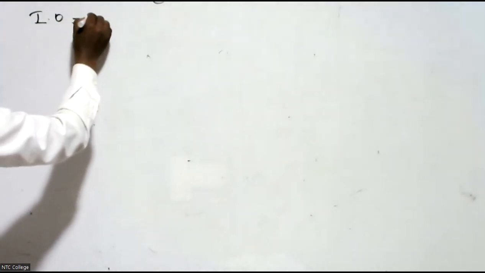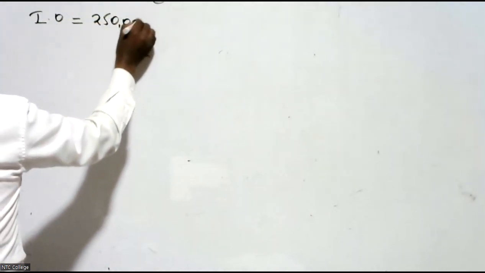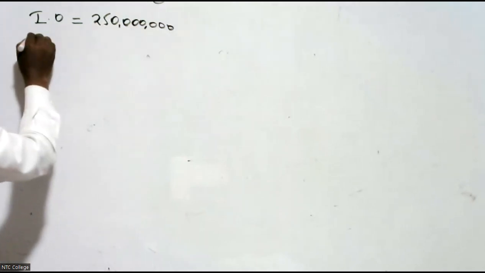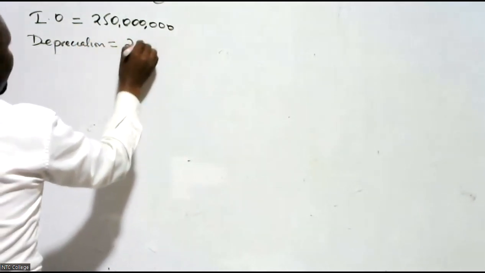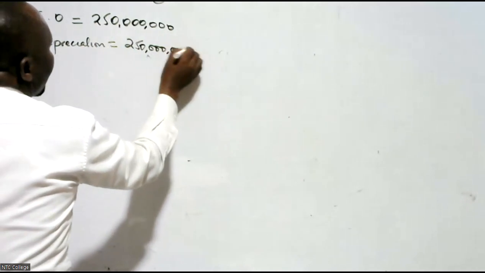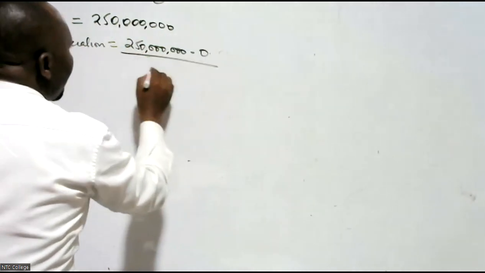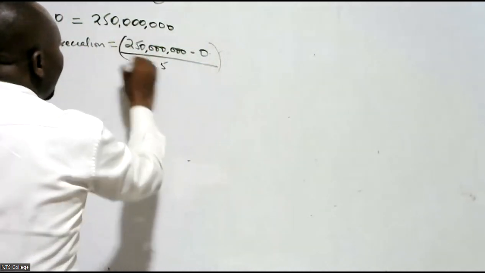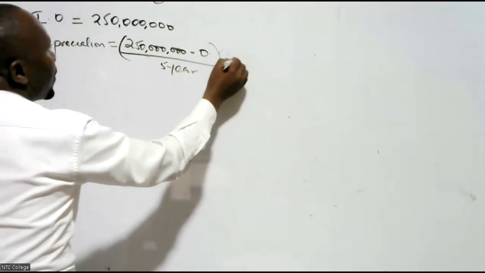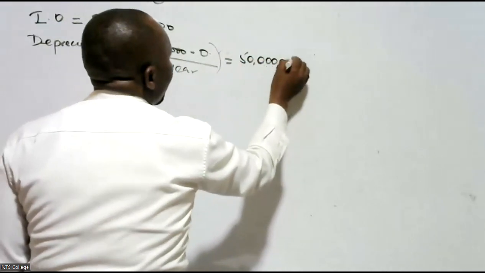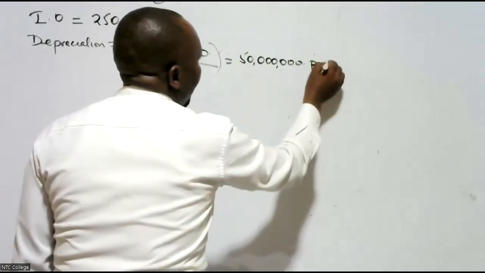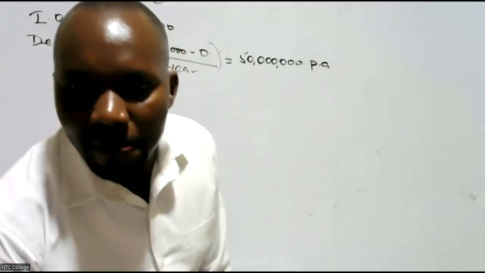Question number 5A. IO is equal to 250 million. Depreciation is equal to 250 million minus 0 because there is no salvage. Salvage is 0, divided by 5 years, which gives us 50 million per year, per annum. That is correct.